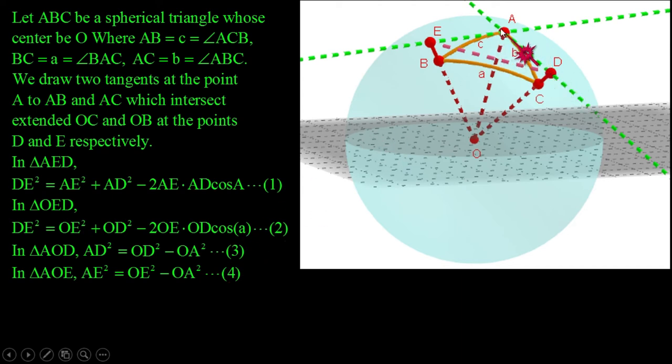Since AD and AE are tangents, obviously AO is perpendicular to AD and AE. So from the right angle triangle AOD, we can write AD square equals OD square minus OA square. Similarly, in the right angle triangle AEO, here OE is the hypotenuse, so we can write AE square equals OE square minus OA square.